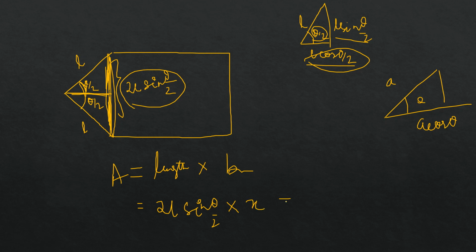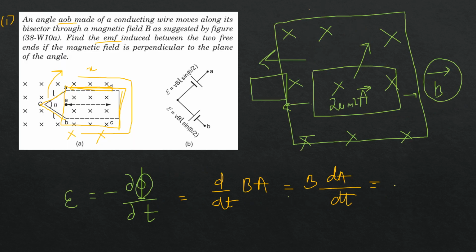So let me write it again. A is equal to what? 2lx sine theta by 2. Correct. So this is your 2lx sine theta by 2. All right, so this is the area, so I can put it here.